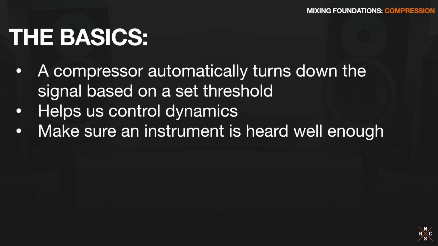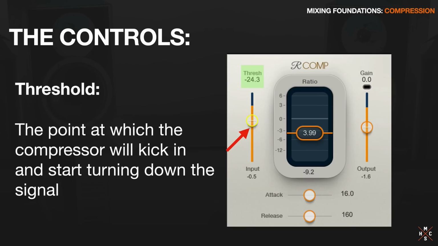It's kind of interesting. It helps us make sure an instrument is heard well enough all the way through a track. For example, of course, a vocal, you want to hear all the words. You don't want to miss the quiet words, or you don't want to have a loud line really jump out and sound annoyingly loud. And this is really just the basic function of a compressor, but that's just scratching the surface. Before we go deeper, let's talk about all the controls on a compressor.